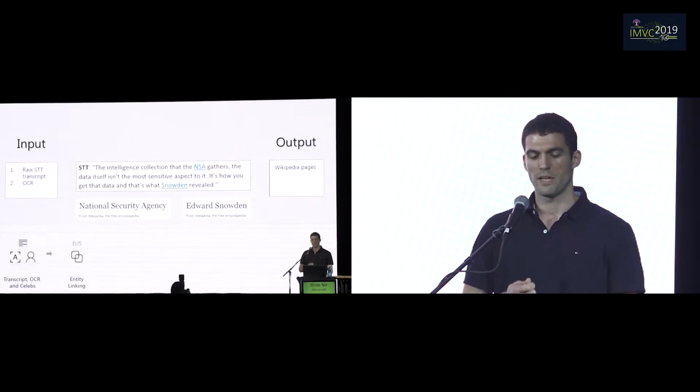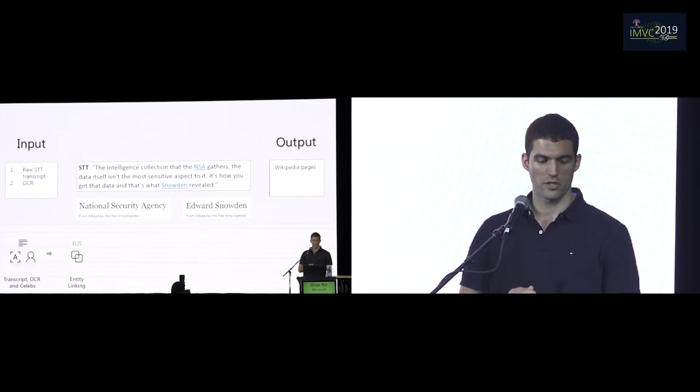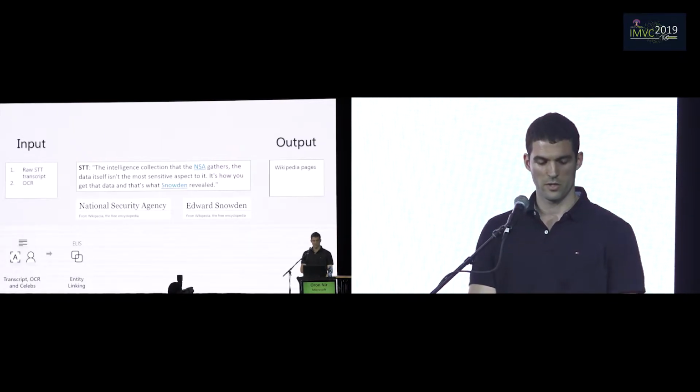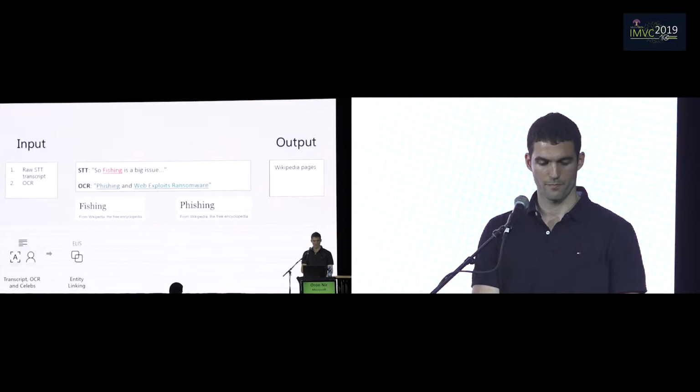And here, by solving the named entity recognition in the context, we've been able to capture NSA and Snowden, which is Edward Snowden, of course, and get the context better. This is using Alice, another Microsoft service.